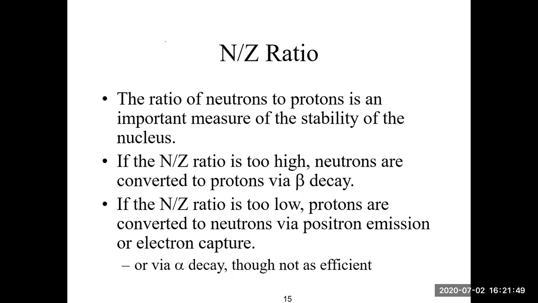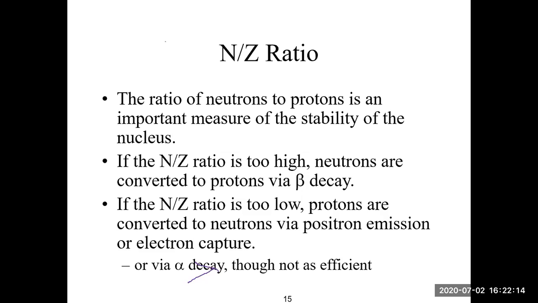Now, the opposite of that is if you calculate the neutron to proton ratio and it's too low, we will convert some of those protons into neutrons, and it will go through either a positron emission or an electron capture. And it can go through an alpha decay, but it's not as efficient, so we won't worry too much about that for here.